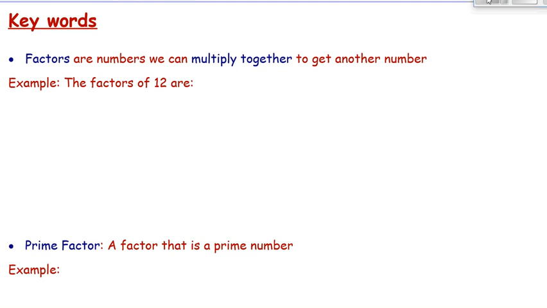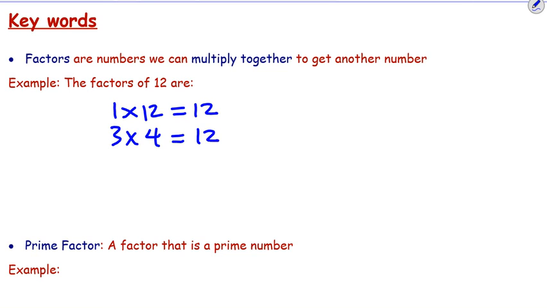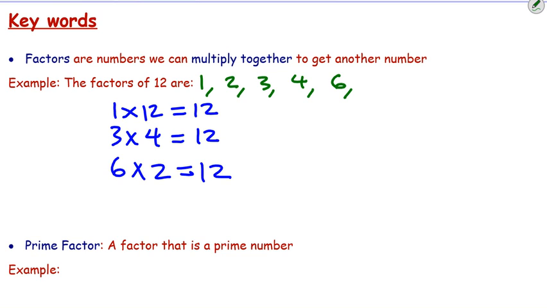Now, if we want to find the factors of 12, we can think of pairs of numbers that we can multiply to get 12. For example, 1 times 12 is 12. 3 times 4 is 12. 6 multiplied by 2 is 12. And therefore, we can say the factors of 12 are 1, 2, 3, 4, 6, and 12.